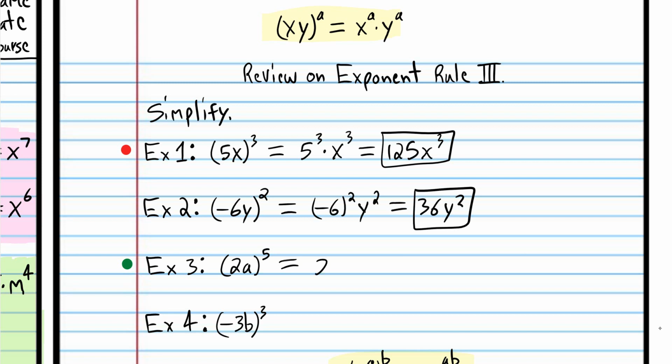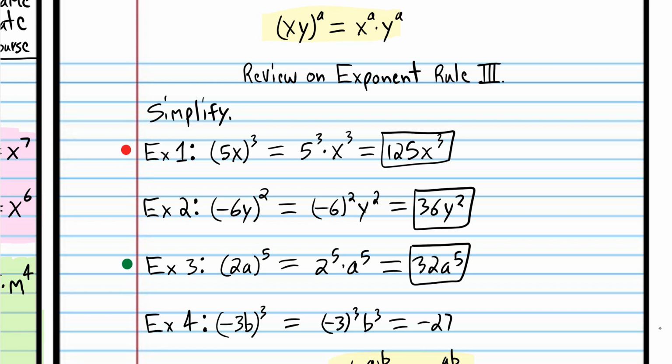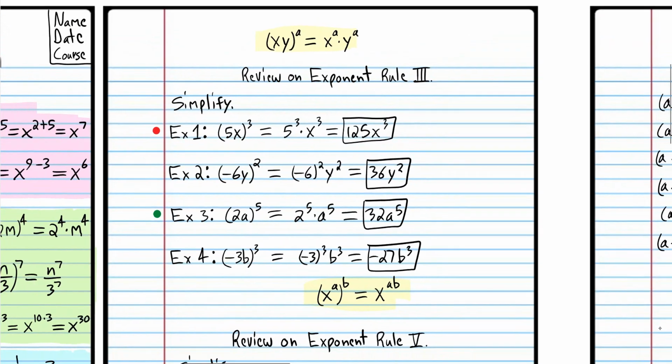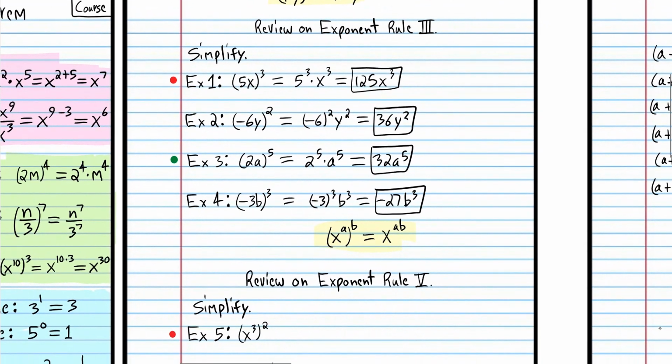Okay, we're back. So we have 2 to the 5th power times a to the 5th power. 2 to the 5th power is 32. And if you got that answer, excellent. Try example 4. When you come back, we'll do it together. All right, we're back. So we have negative 3 to the third power times b to the third power is negative 27b to the third power. If you got that right, excellent. So that's just a little bit of review on exponent rule number 3.